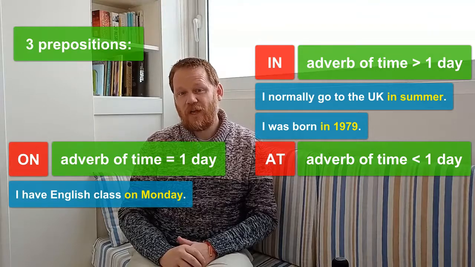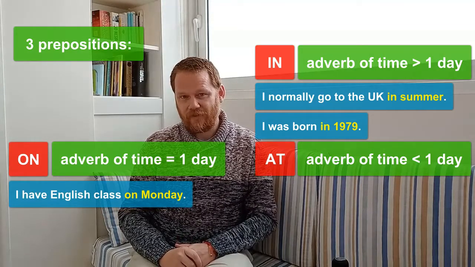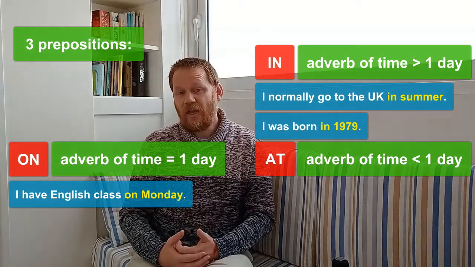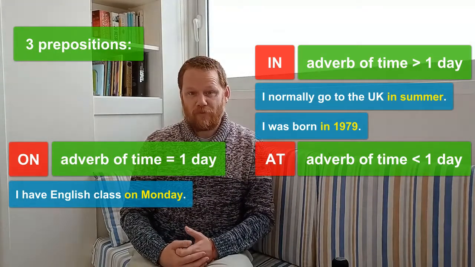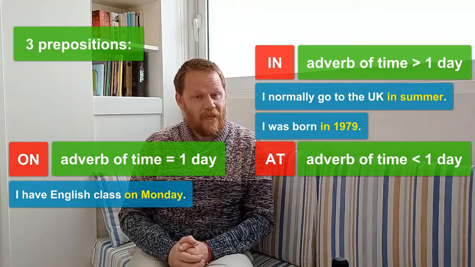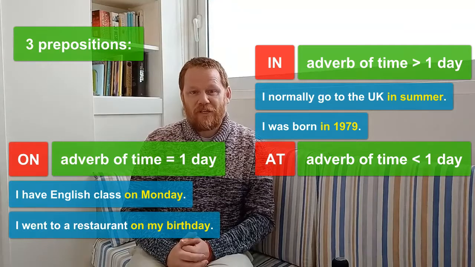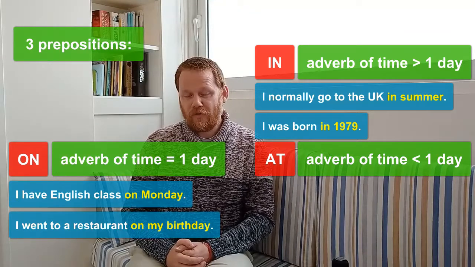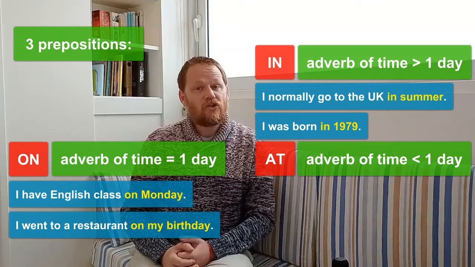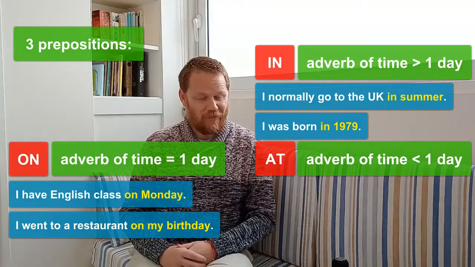Now let's have a look at the preposition on. First example. I have English class on Monday. Okay, so Monday obviously is exactly 1 day, and therefore we use the preposition on Monday. Okay. Second example. I went to a restaurant on my birthday. So my birthday is exactly 1 day, so we use the preposition on my birthday.